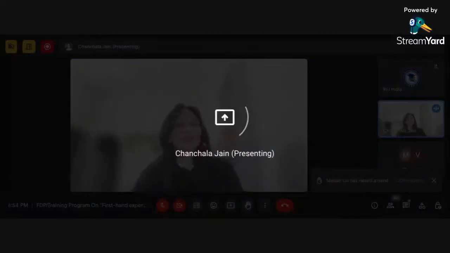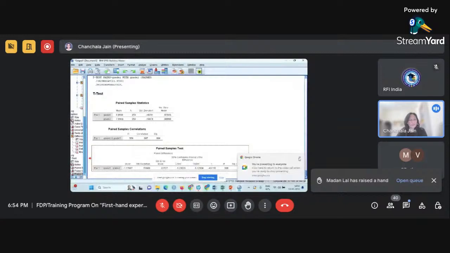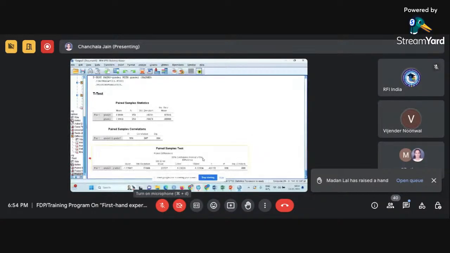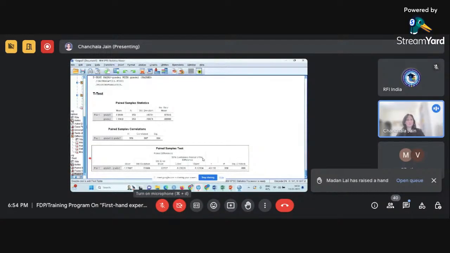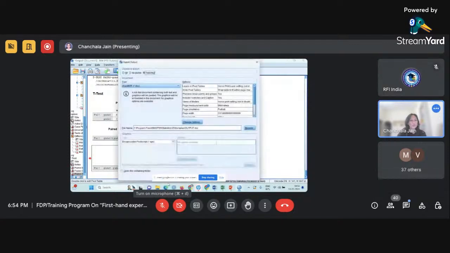I think my screen is visible, right? I have shared it again. Suppose I want to export this particular table. I can come here, click on this, and do a right click, and you can see the export option is coming here. You can click on this export. Similarly, for the graphs also, you can export your data.